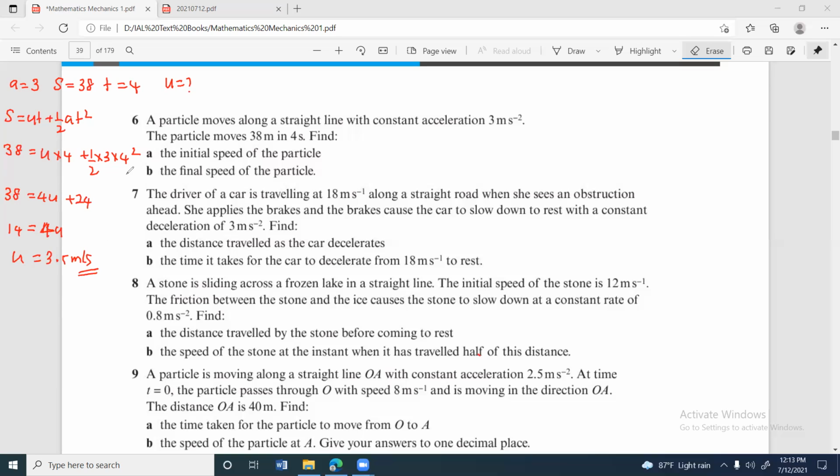Then for the final speed, we can simply apply v equals u plus at because we know these facts. u is 3.5, a is 3, and the time is 4 seconds. It turns out to be 3.5 plus 12, which is 15.5 meters per second. That would be the answer for this question, question number 6. That is the part A answer and this is the part B answer. That's how you need to obtain the answers for these questions.